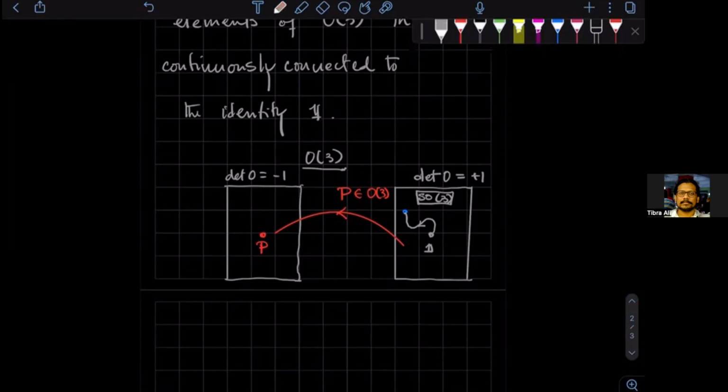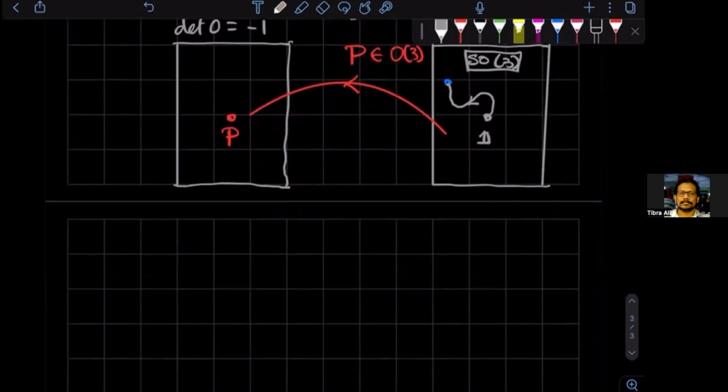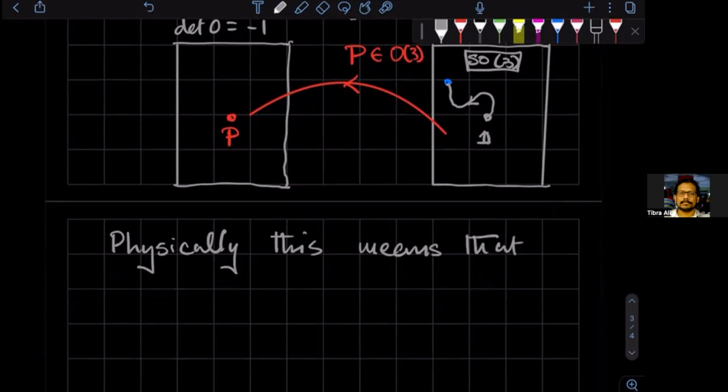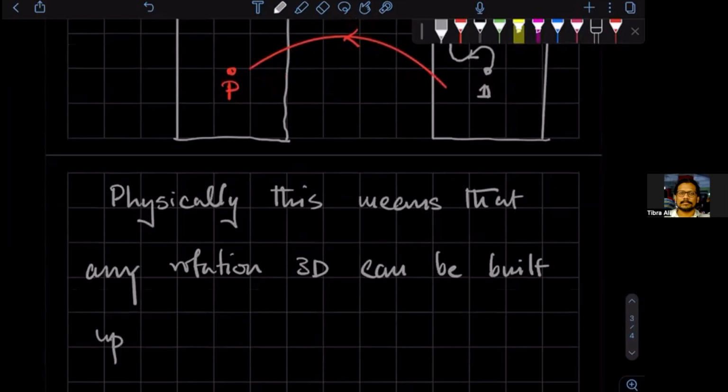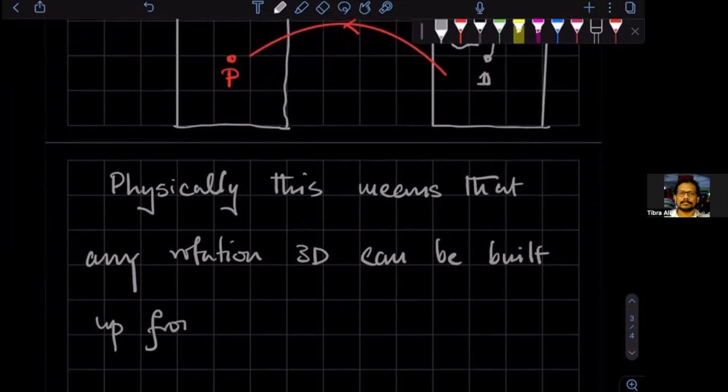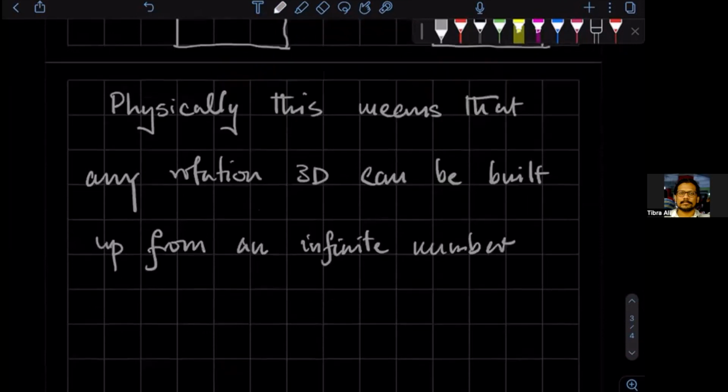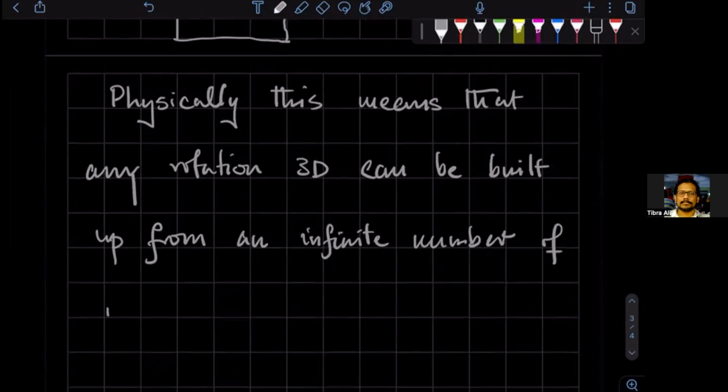Okay, so physically, this means that any rotation in 3D can be built up from an infinite number of, say, infinitesimal rotations.